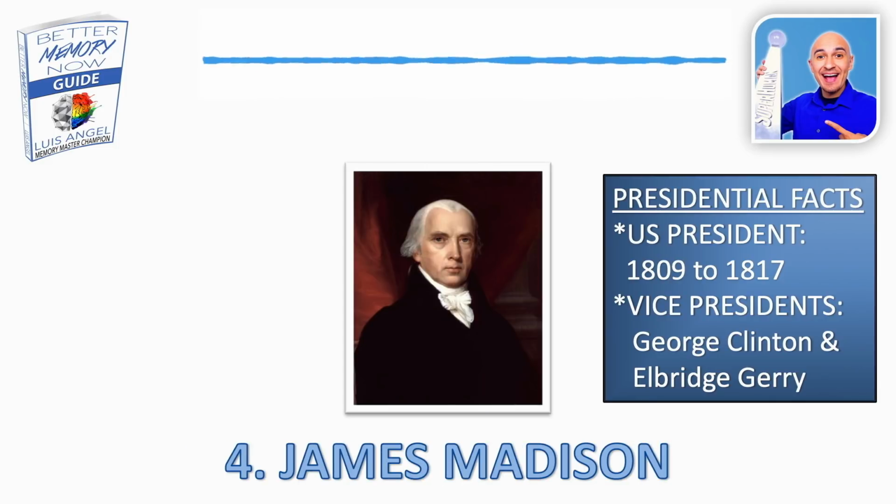Fourth president was James Madison. He was president from 1809 to 1817. You can memorize this using the number system that I've helped you with already. All you have to do, and I won't get into it right here, but just turn these numbers into an image using the major system. So that is possible. We won't get into that just yet. Maybe in the future we will. But for right now, let's stick with this. James Madison, president from 1809 through 1817. His vice presidents were George Clinton and Elbridge Gerry.